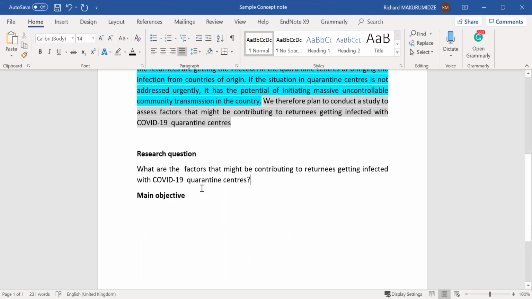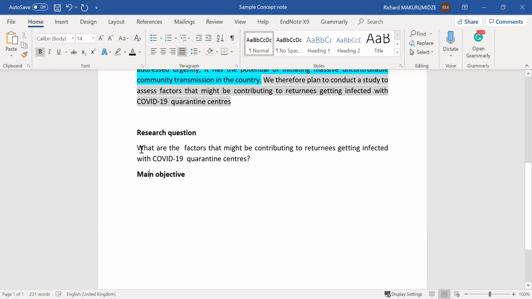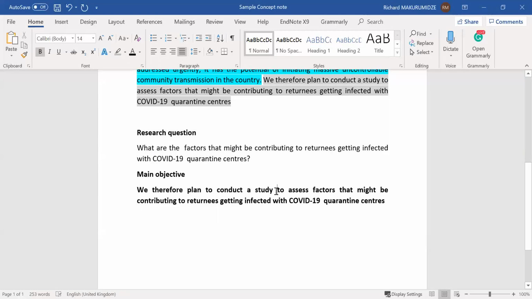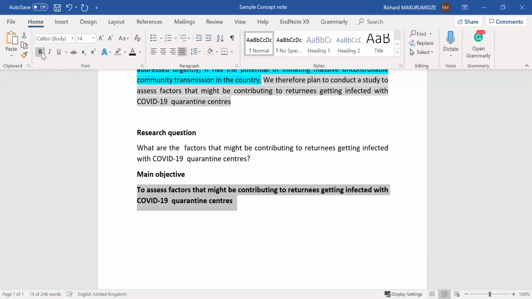As you develop your main objective, it has to be related to your research question. In this case, our research question is, what are the factors that might be contributing to returnees getting infected with COVID in quarantine centers? We change this question into an objective. When you're writing objectives, all objectives start with "to." So it's no longer a question, but an objective: to assess. What do you want to do? Remember, an objective is what you set out to go out and do.